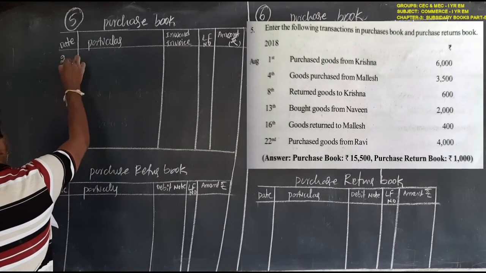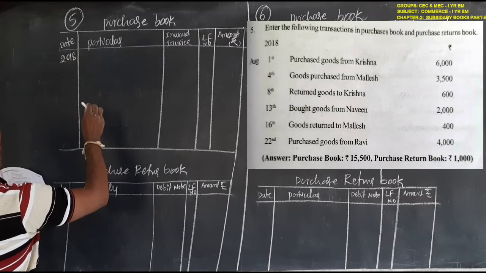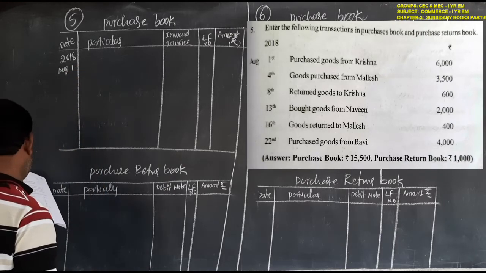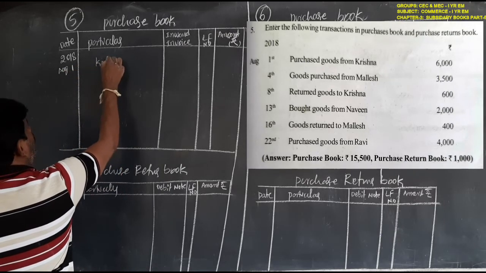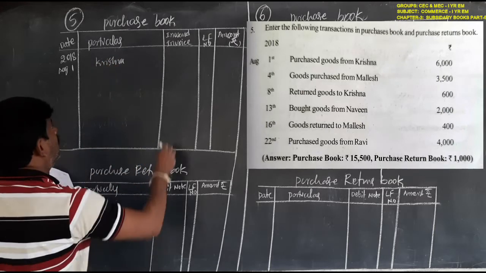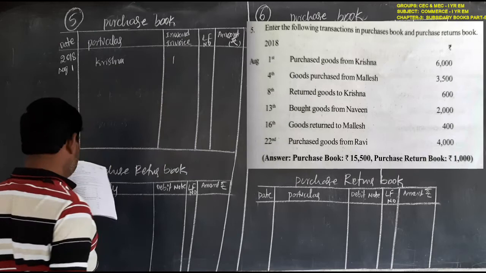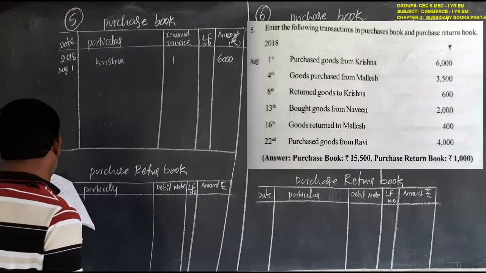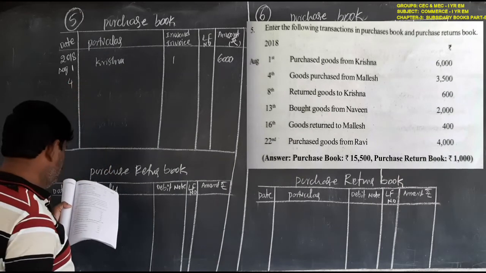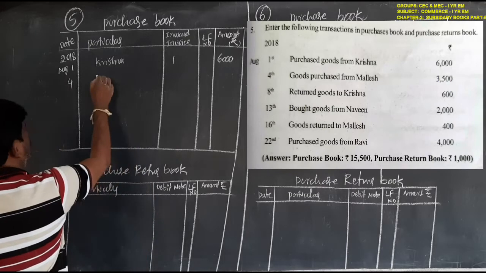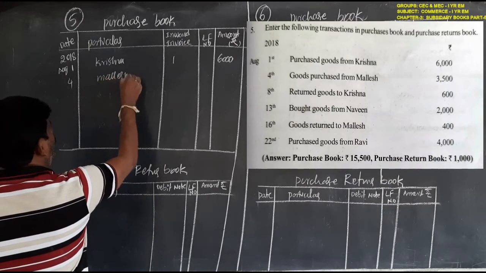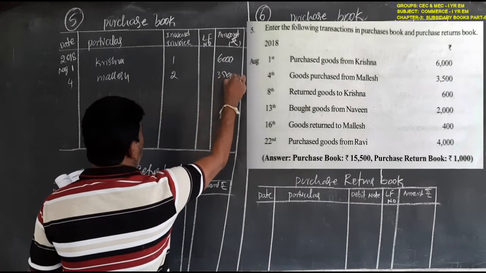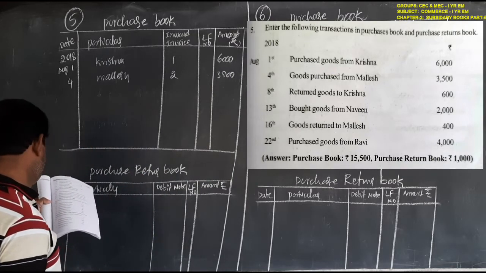Date 2018 August 1st. Purchase from Krishna, invoice number 1, amount is 6,000 rupees. This is the first transaction. 4th, transaction, goods purchased from Malesh, invoice number 2, amount is 3,500 rupees. This is the second transaction.